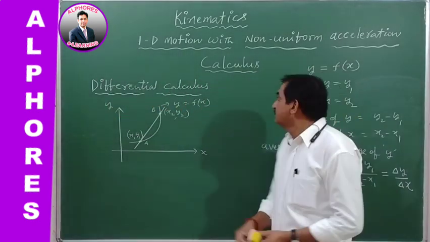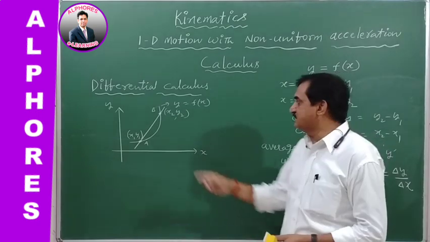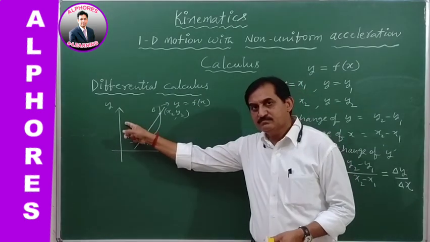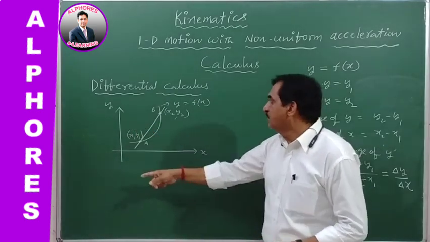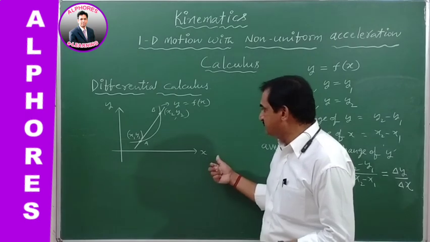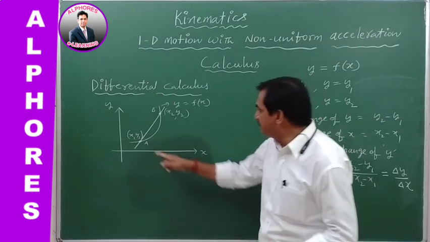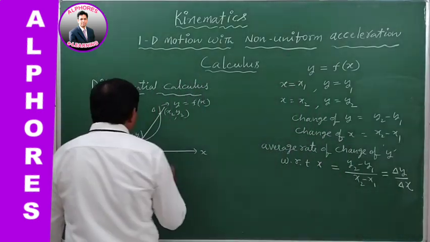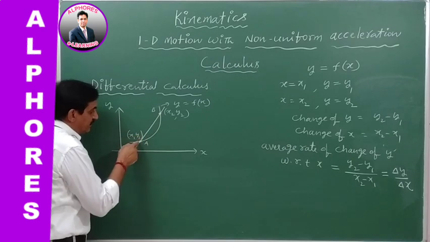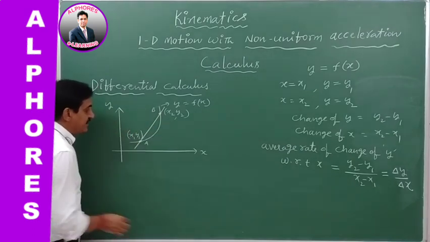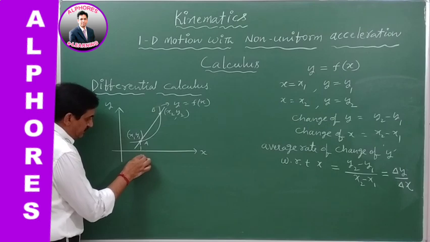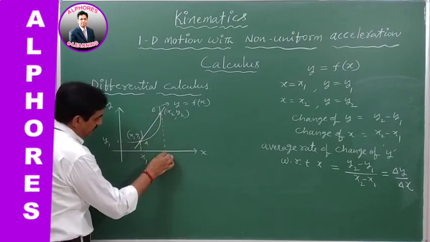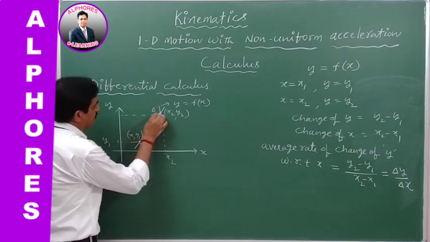Yes, we consider this function y is equal to f of x, which gives a graph drawn between x and y, that is, along the y-axis y, along the x-axis x is taken. That graph is non-linear. Yes, we consider a chord that is intercepting at A and B. This is a chord, right? So the coordinates are given here. This is x1 and its corresponding y1, and here it is x2 and this is y2.